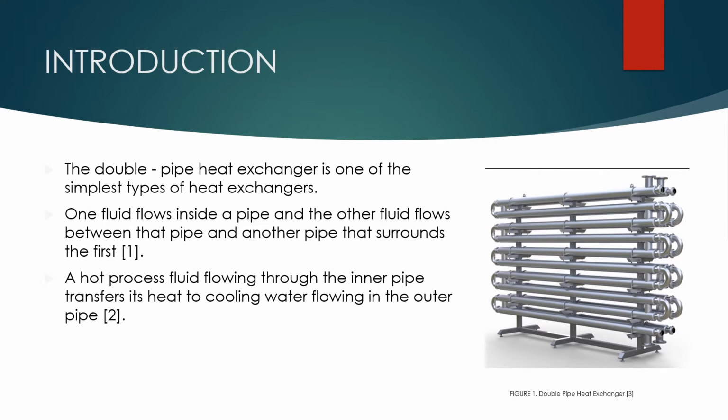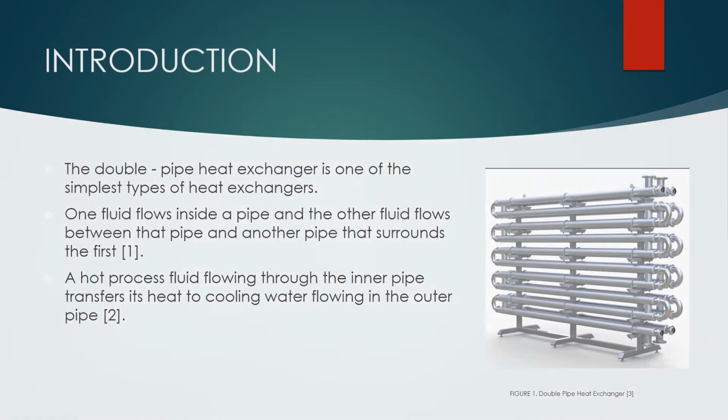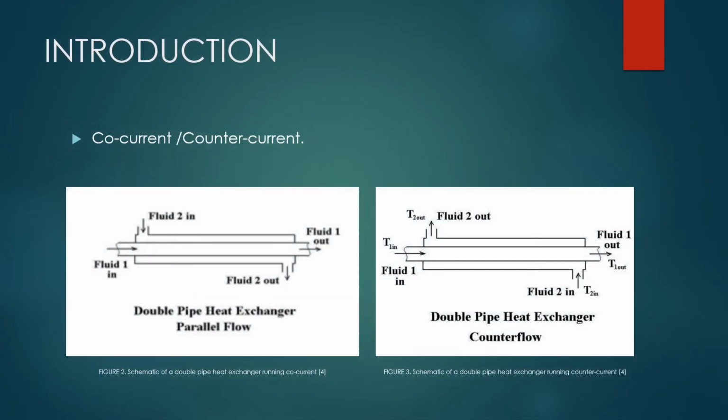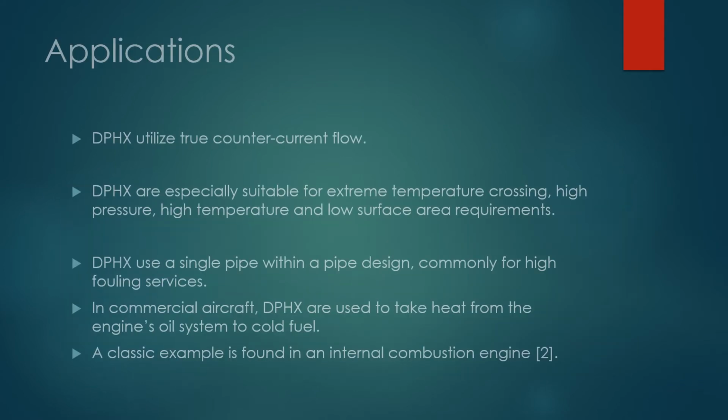There are two flow configurations in a double pipe heat exchanger: co-current and counter-current flows. The co-current is when the flow of the two streams is in the same direction. The counter-current is when the flow of the streams is in the opposite direction.